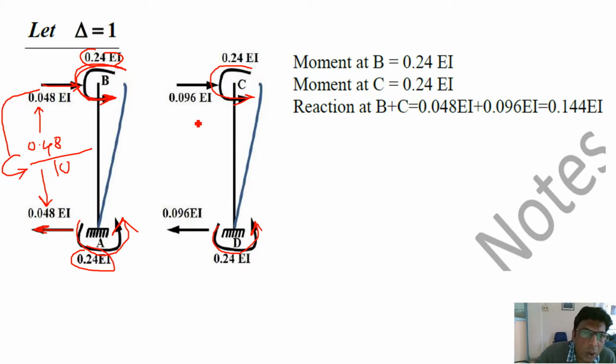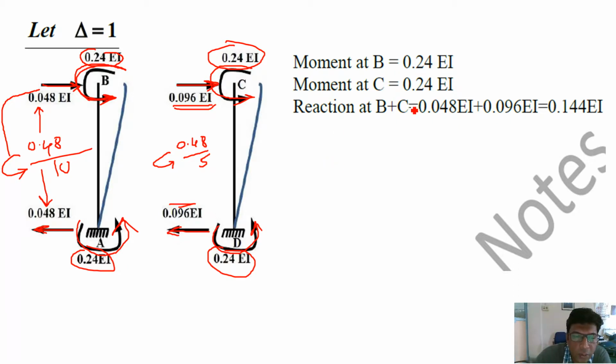Similarly, on the right column, sum of moment 0.24 plus 0.24 EI, 0.48, divided by span, which is 5. Answer is 0.096 EI. Now since this answer is again positive, it is anti-clockwise, so the reaction couple will be a clockwise couple, top towards right, bottom towards left. So this is your final figure.